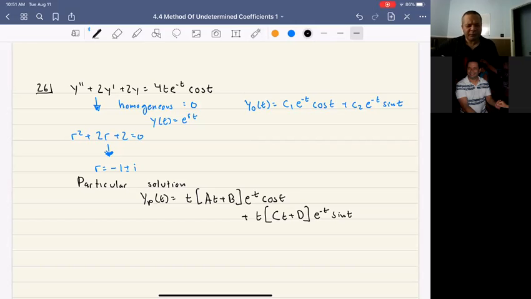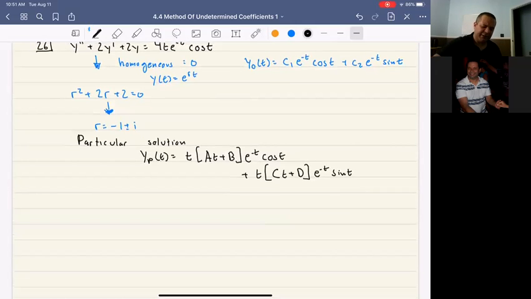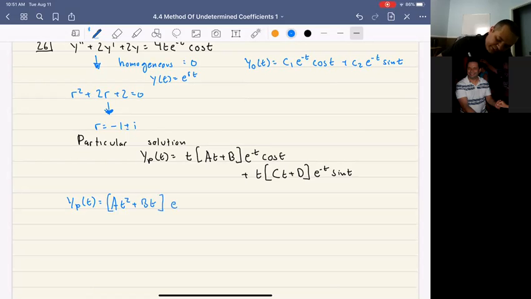Okay, so let's take our yp prime. Let's first write that out as yp of t is (at squared plus bt) e to the negative t cosine t plus (ct squared plus dt) e to the negative t sine of t.